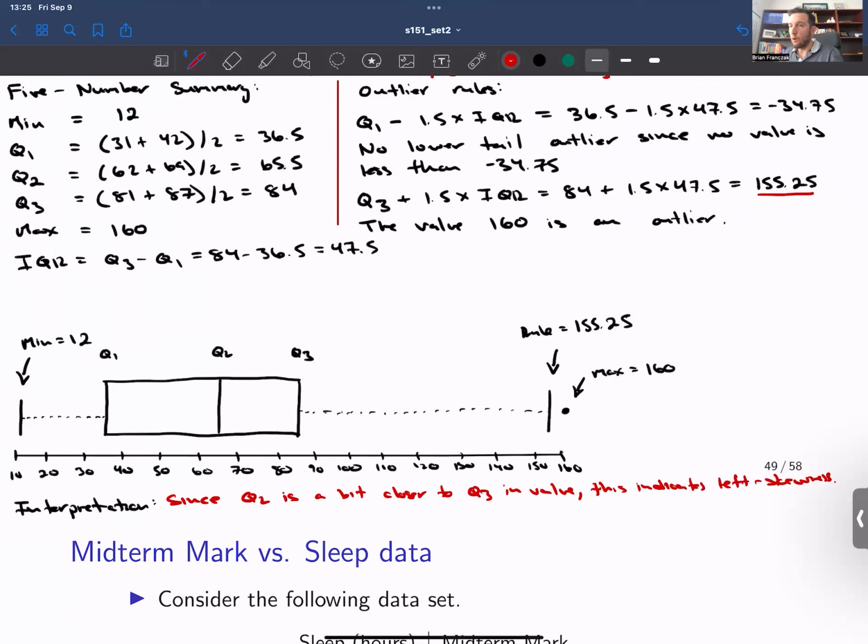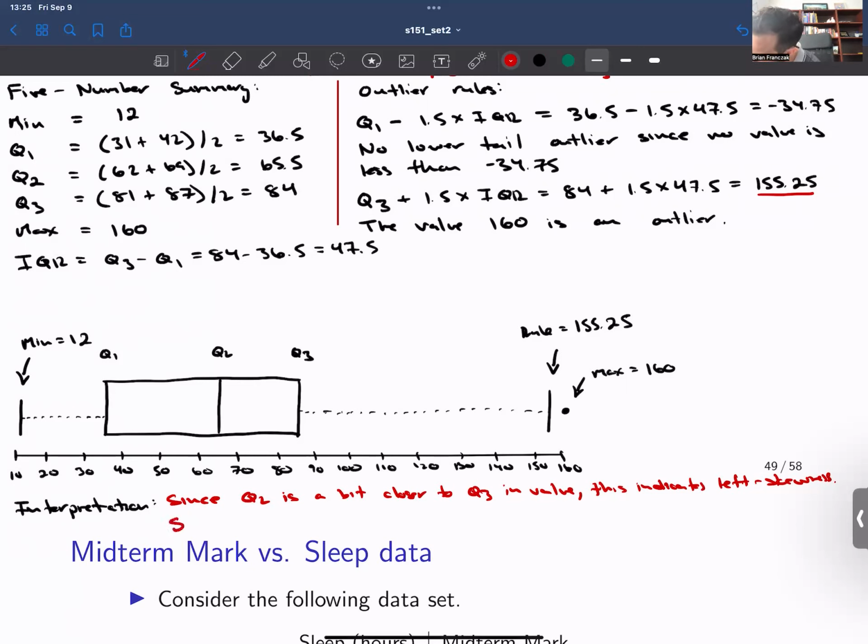But in the overall image, we can see that the maximum point and our outlier rule is very far away from Q3, whereas Q1 and the minimum are much closer together. So in the overall picture, we're observing right skewness, because the larger values are much further away from the bulk of the observations, and that's the definition of right skewness.